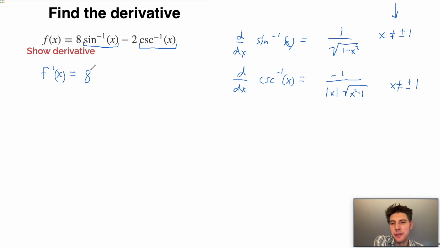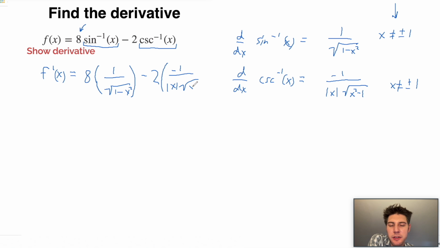So back to the derivative. We have 8 times, because the 8 is a constant in the front. It's a constant being multiplied by the sine inverse. So it's just 8 times the derivative of sine inverse, which is 1 over root 1 minus x squared. And then we have a minus 2. That negative 2 is a multiplicative constant as well, so we just leave it there. And it's going to be multiplied by the derivative of this cosecant inverse, which is negative 1 over absolute value of x, square root of x squared minus 1.